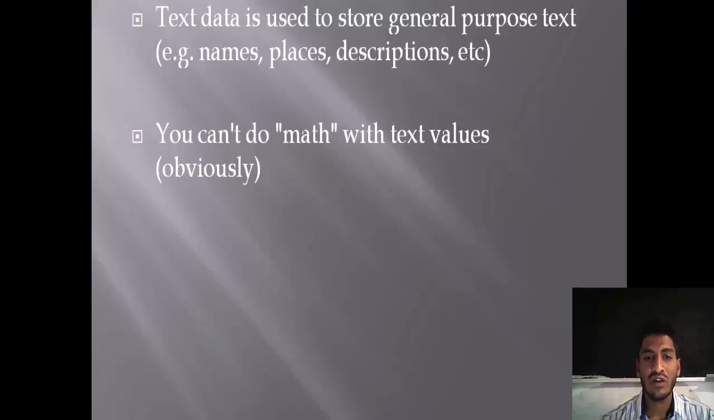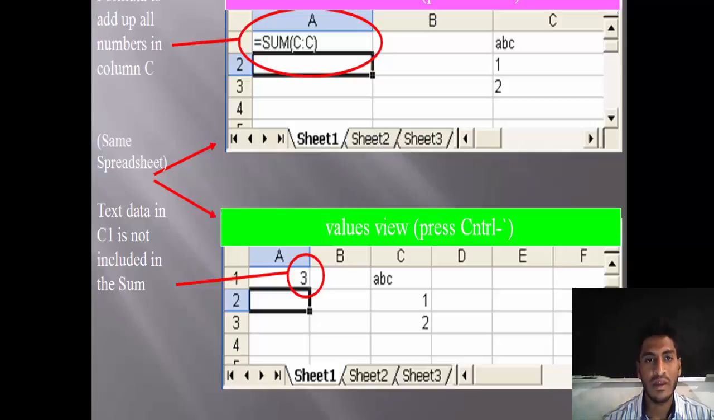You cannot do math with text values, obviously. Text isn't a part of numerical calculations. Formula view: a formula to add up all numbers in column C. Formula view: press Ctrl slash minus, same spreadsheet. The text data in C1 is not included in the sum. Values view: you can find here 3.